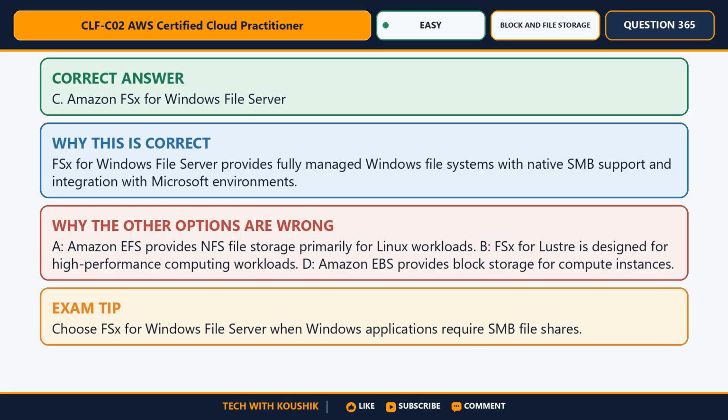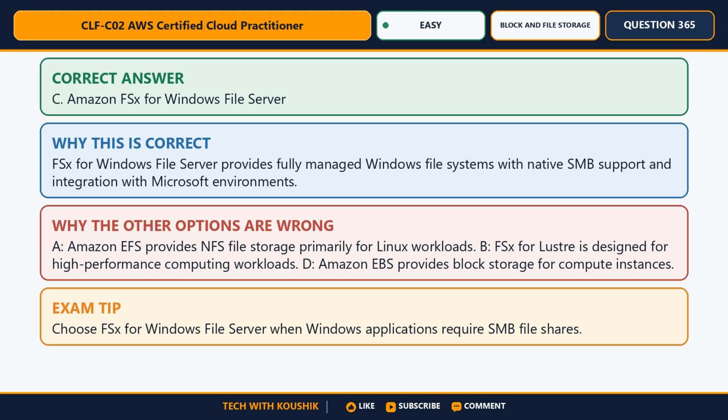The correct answer is C: Amazon FSx for Windows File Server. Here is why. FSx for Windows File Server provides fully managed Windows file systems with native SMB support and integration with Microsoft environments. Why are the other options not correct?